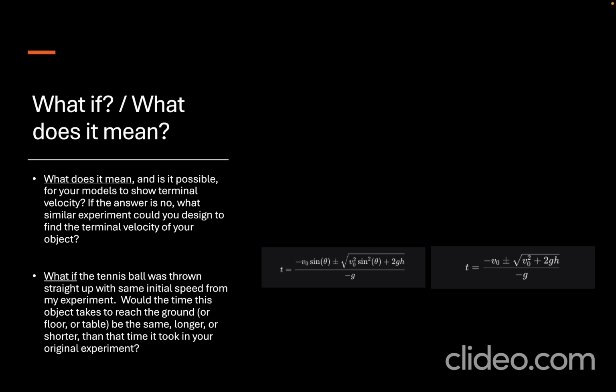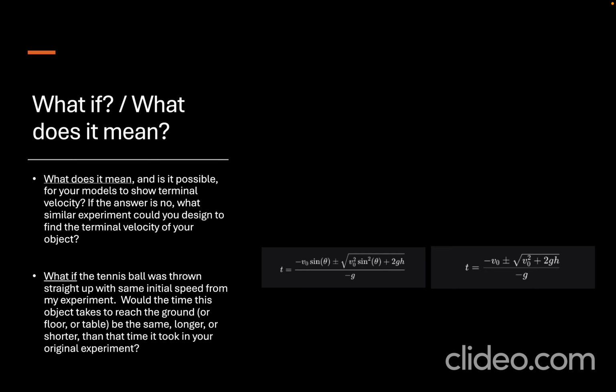What does it mean for my model to show terminal velocity? Terminal velocity is when the forces are all balanced out, so F net is 0. And none of my models show that. But we could design an experiment where we drop an action figure with a parachute, and the drag force will be exactly the same as the force of gravity to make the action figure reach terminal velocity.